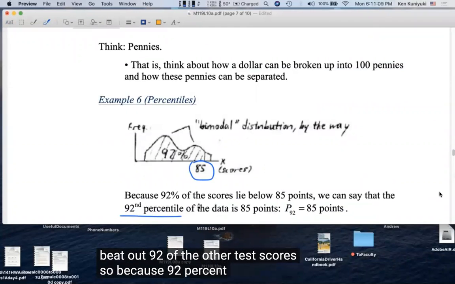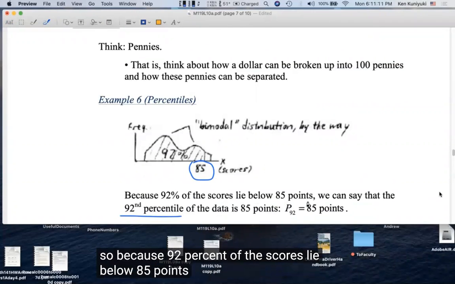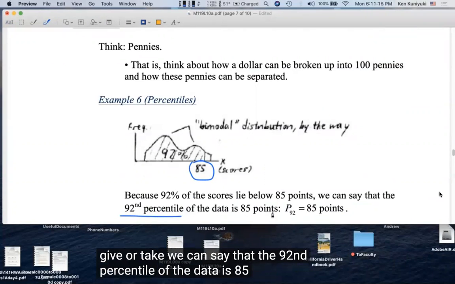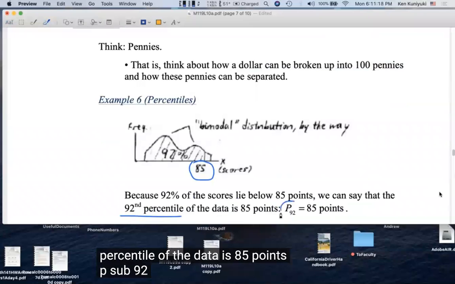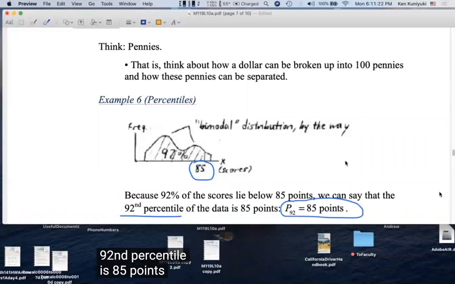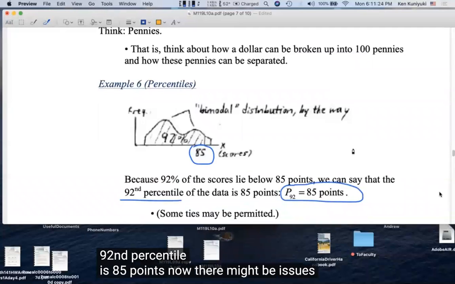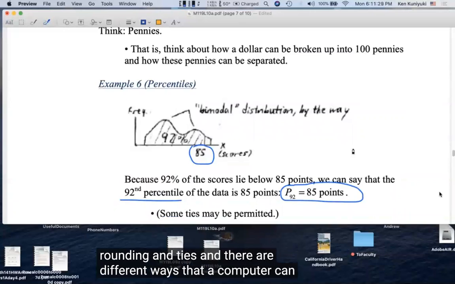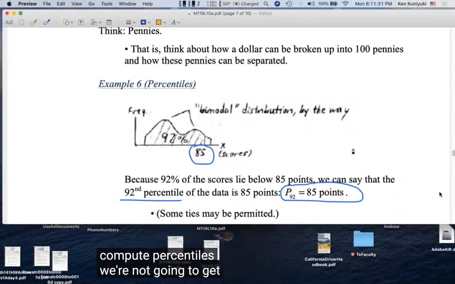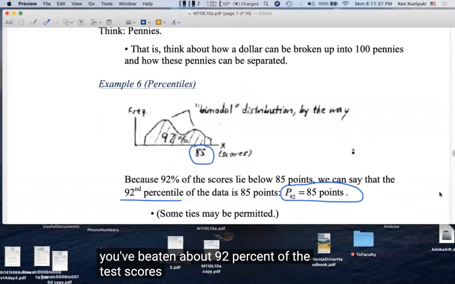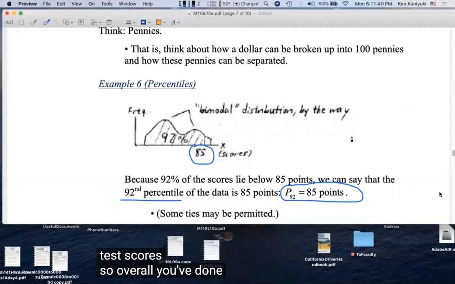So because 92% of the scores lie below 85 points, give or take, we can say that the 92nd percentile of the data is 85 points. P sub 92, that's the notation for the 92nd percentile, is 85 points. Now, there might be issues with rounding and ties, and there are different ways that a computer can compute percentiles. We're not going to get into any of that. Bottom line is, if you score at the 92nd percentile, you've beaten about 92% of the test scores. So overall, you've done well.